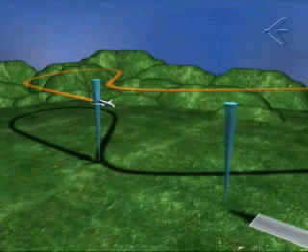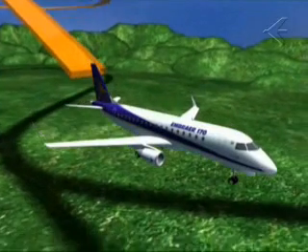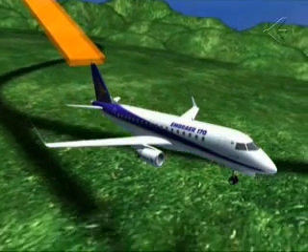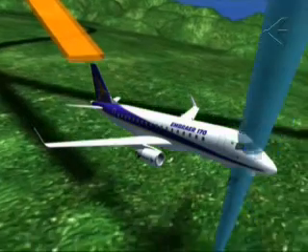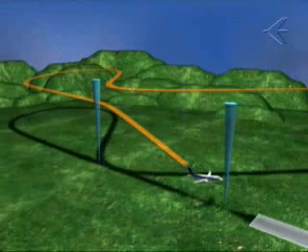A very positive spin-off of this feature is that a non-precision approach can be flown very precisely if the final approach path angle is known. It is just a matter of using the flight path angle mode, because that angle will hold true regardless of how much headwind or tailwind there is.